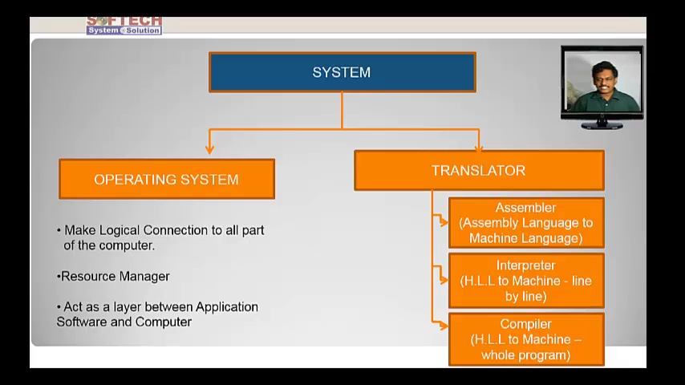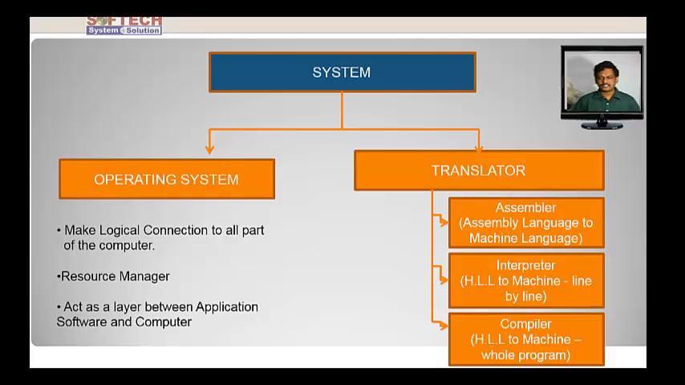Then the second type is the translator. A translator also helps the computer, because the common definition of system software is software that helps the computer system. This is called system software. Software that helps humans is called application software. But a translator also helps the system.